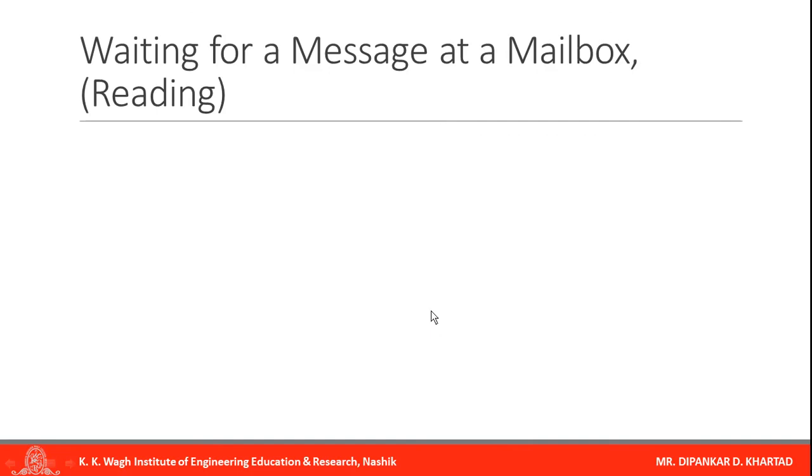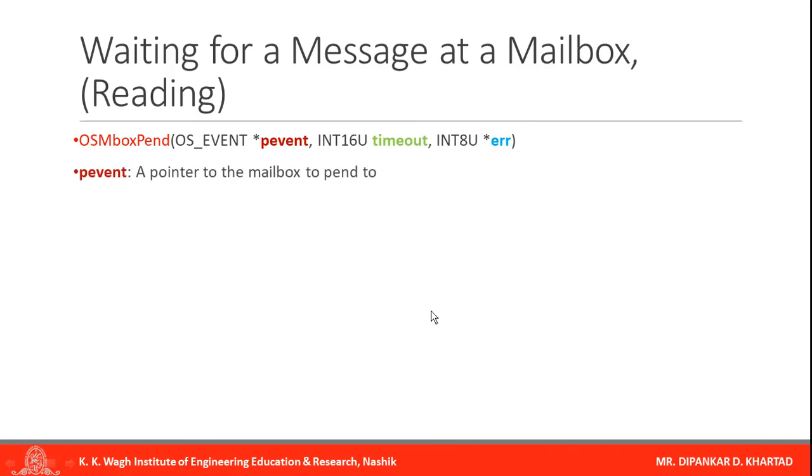Now next is waiting for a message at a mailbox, or reading. The syntax is OS mbox pend, and again in that we have to pass three arguments: first one is pevent, timeout and error. Pevent is a pointer to the mailbox to pend on. Now the important argument is timeout. If I pass 0, then it will wait forever, and if I pass non-zero, then it will wait for a specific timeout.